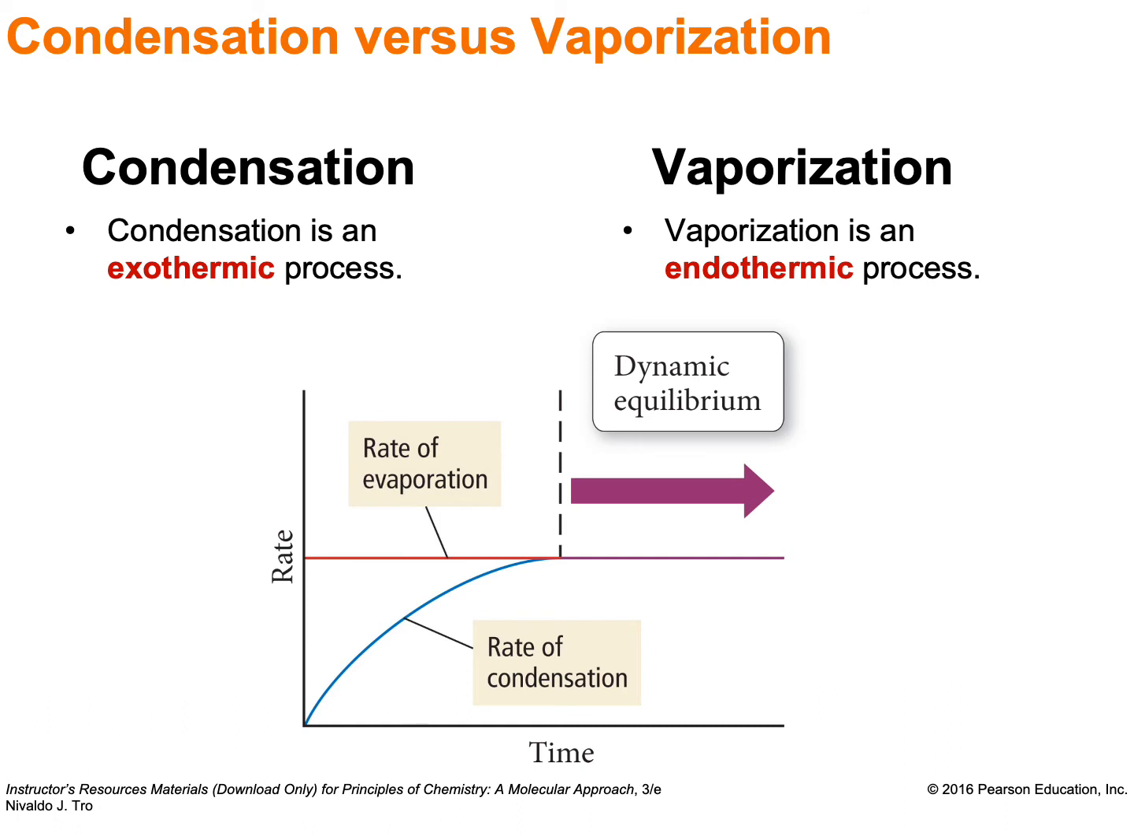Let's talk about two changes that can occur between phases and compare them. Condensation versus vaporization. Condensation is an exothermic process. When water in a gas phase is condensed into a liquid, energy or heat is released. As condensation is exothermic, vaporization is an endothermic process.